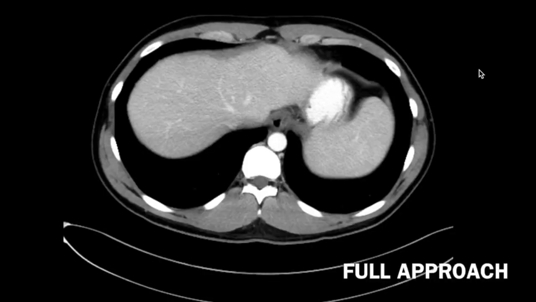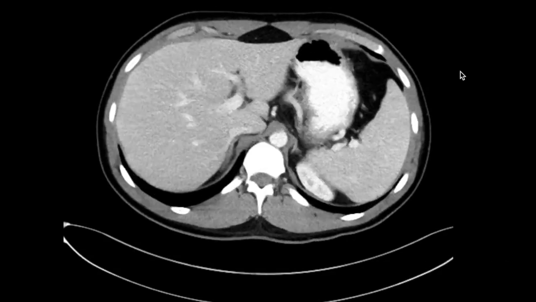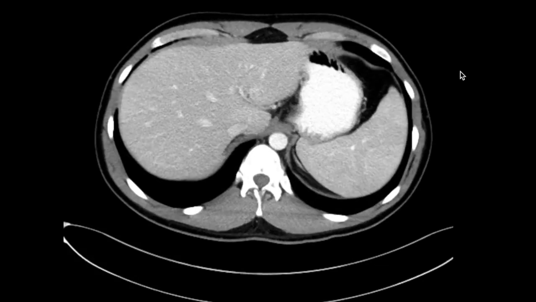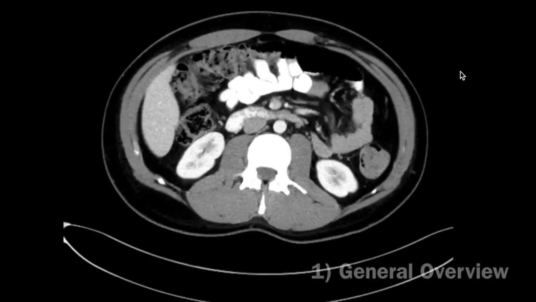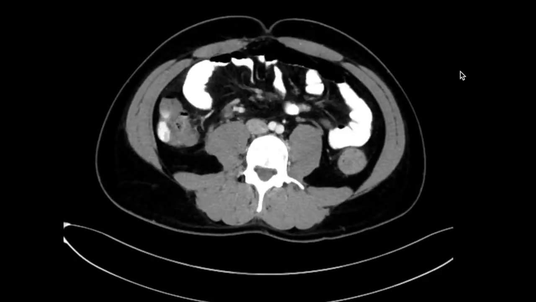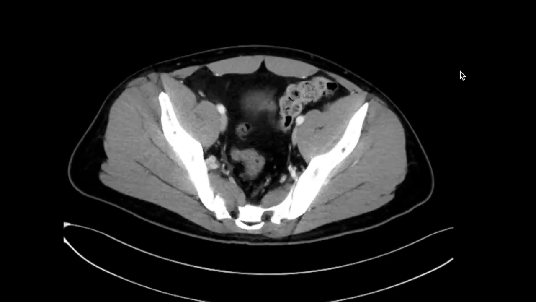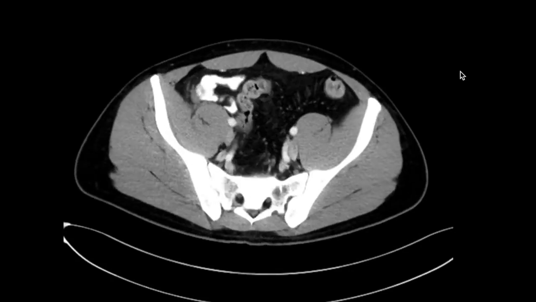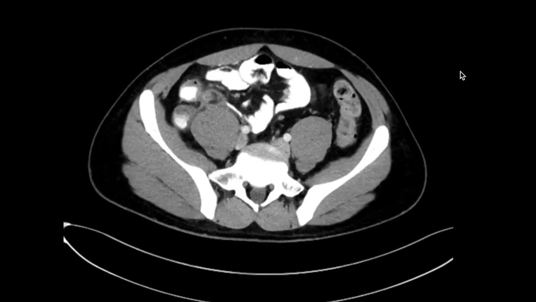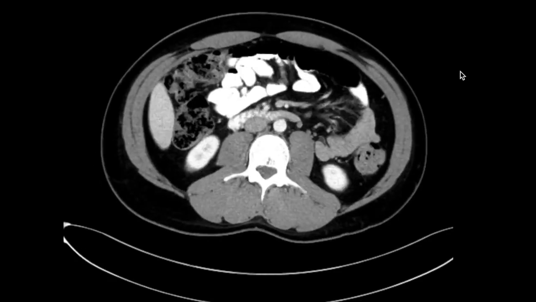Okay, so let's go through our approach on this patient who comes into the emergency department with right lower quadrant pain. The first thing that I do when I look through a scan is just take a general overview of what's going on. So I'm scrolling down and looking for any fat stranding or anything that's abnormal. And it's important to do this because not only do you want to know kind of what you're getting yourself into, but you also want to have a general overview of what's going on with this patient, first of all.